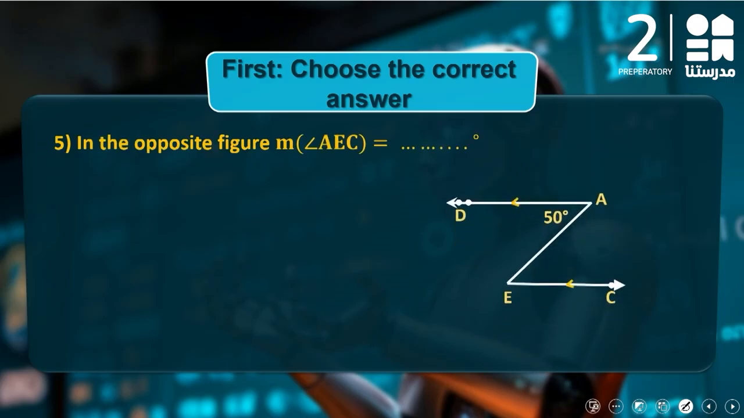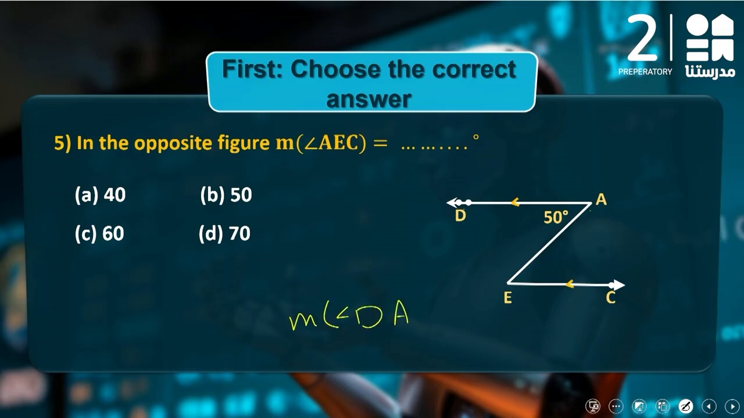Question number 5. In the opposite figure, what is the measure of angle AEC? First, we have ray AD is parallel to ray CE. So we have the measure of angle DAE is equal to the measure of angle AEC. And we have the measure of angle DAE equal 50. So the measure of angle AEC equal 50 degrees. So the correct answer is 50 degrees.